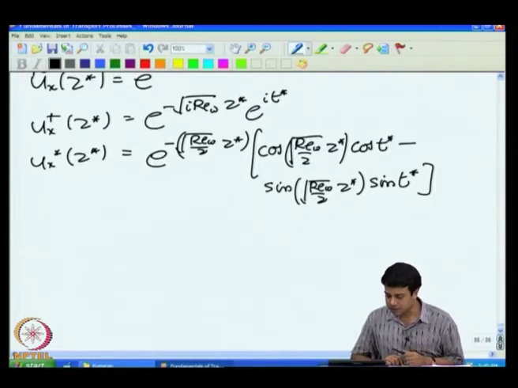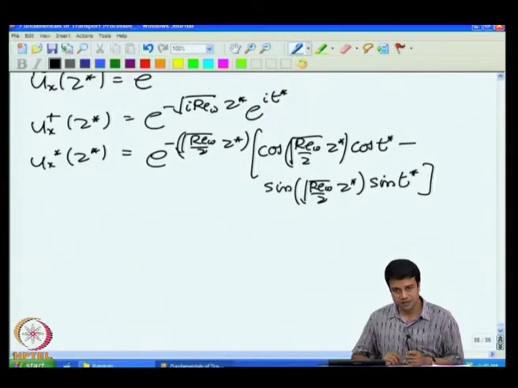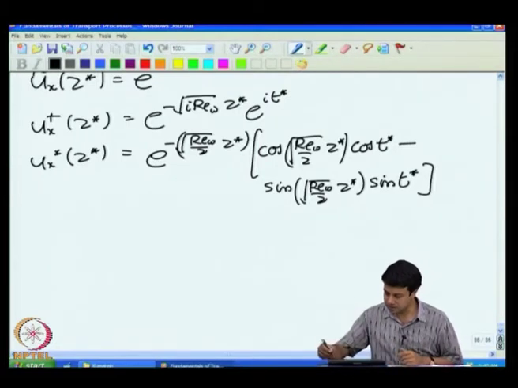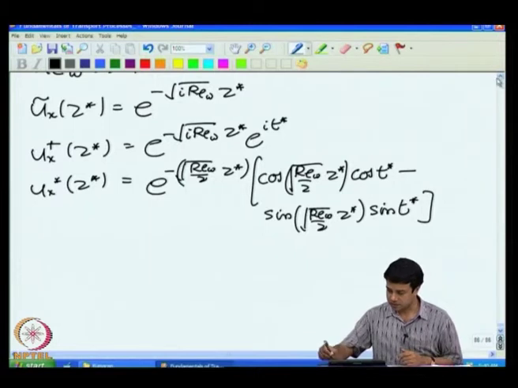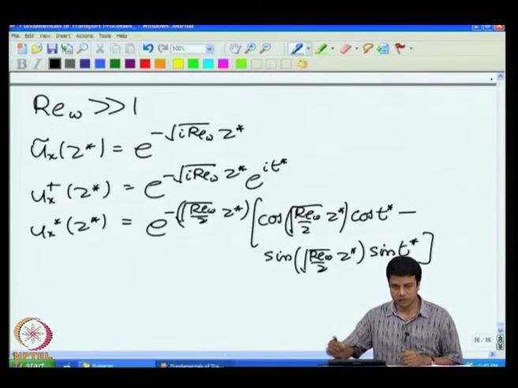Secondly, this decreases exponentially as square root of Re omega times Z star when Re omega is large compared to 1. So, we are considering the limit where Re omega is large compared to 1.